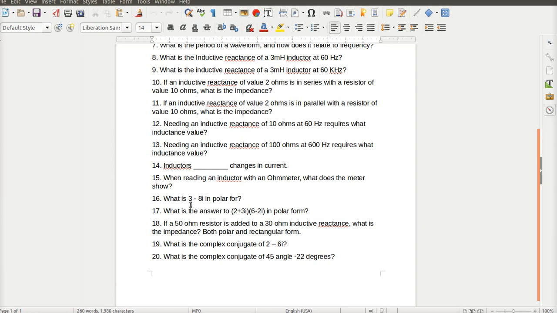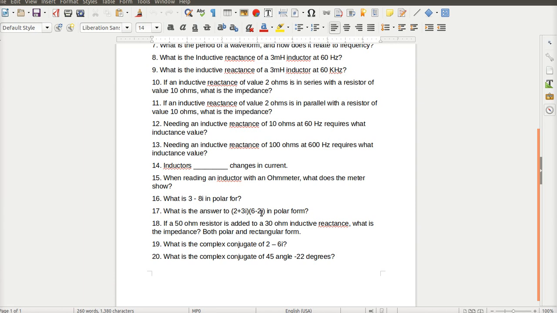Got a typo here. What is 3 minus 8i in polar form? Should be form, not 4. So, again, this is a rectangular to polar conversion. What is the answer to 2 plus 3i times 6 minus 2i in polar form? If you've ever done the FOIL method, you can multiply it out. You'll come up with a rectangular answer, and then you can convert it to polar. The key is that i squared is equal to -1. So your i squared terms become -1.